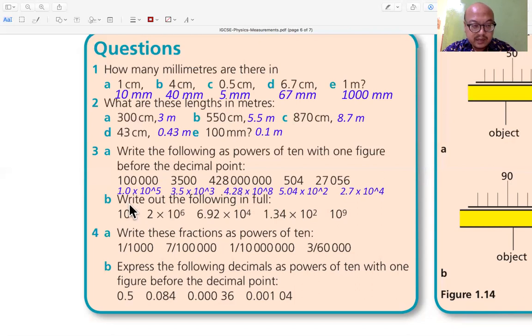Okay, B question, write out the following in full. This is like the opposite of this one, flip it from this one. 10 power 3, this is something 1,000. This is equals to 1,000.